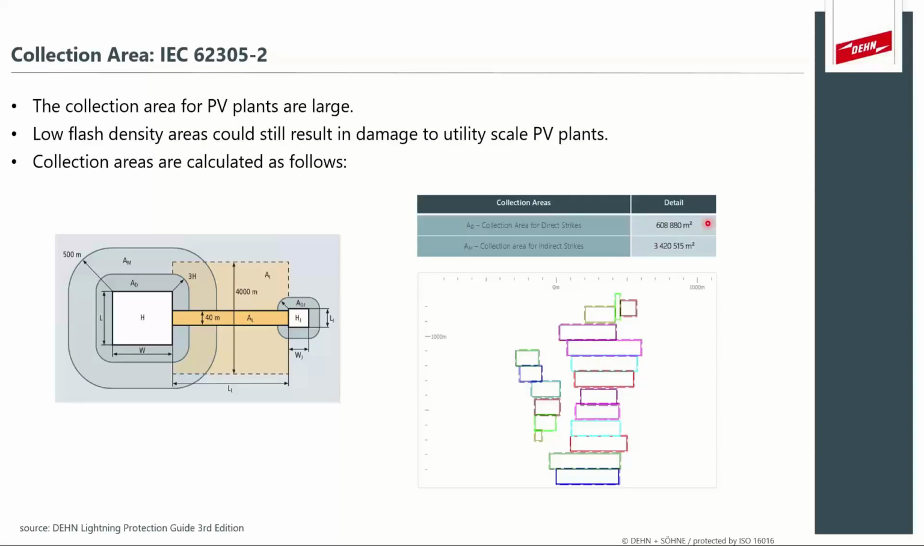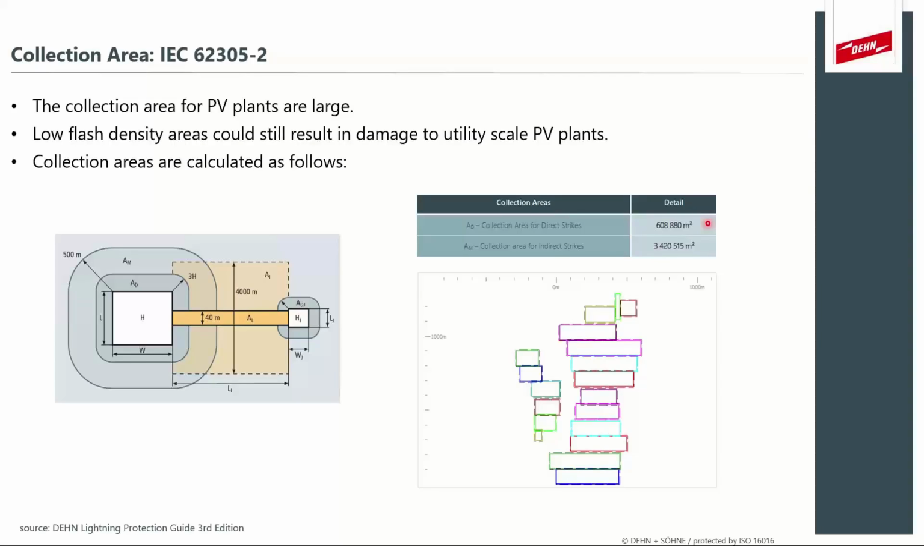And due to these PV plants having a very large collection area, lightning will affect it much more often as opposed to a building. So in lightning, we talk about the lightning ground flash density. So that's the factor of how many times lightning will strike per square kilometer per year. And even if the value is 1, so let's say we had a flash density value of 1 lightning strike per square kilometer per year. If I have a small building that fits into that square kilometer, the building might get struck once every 10 years, once every 15 years.